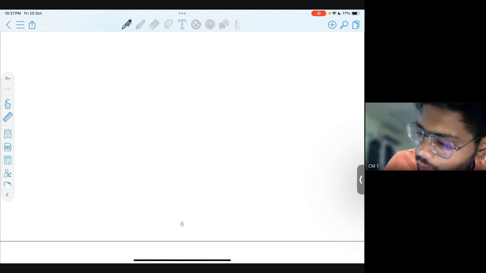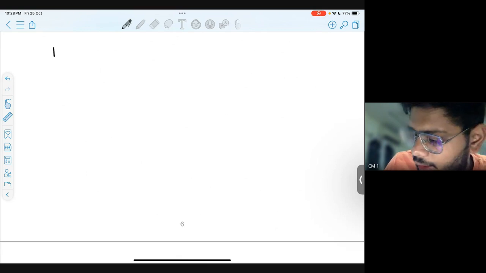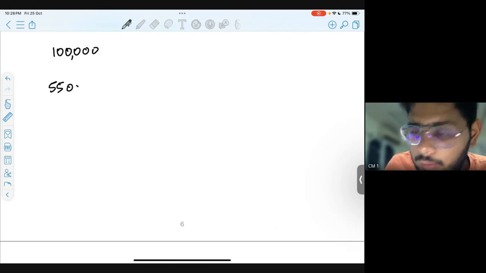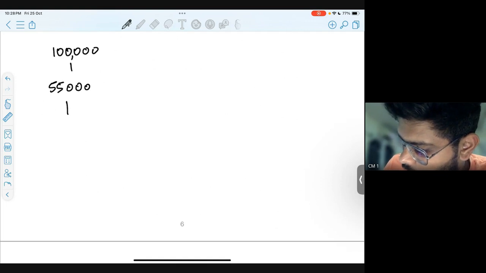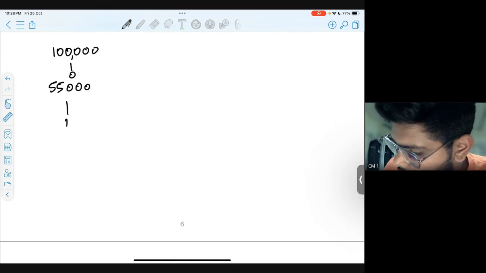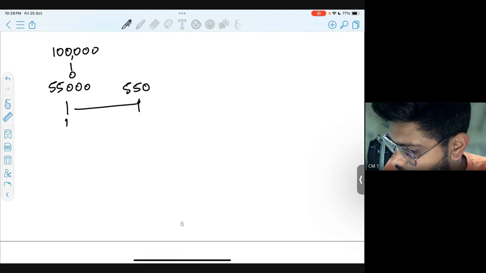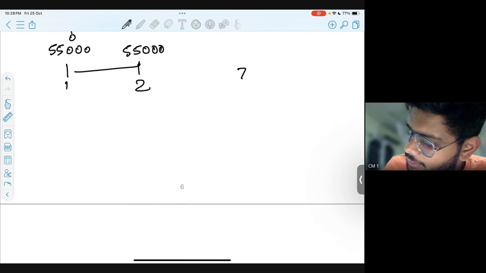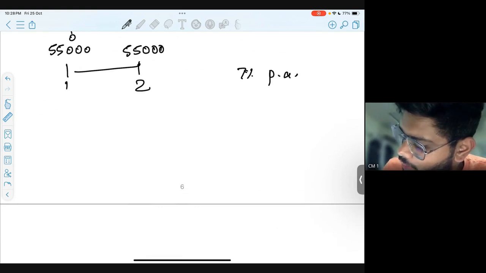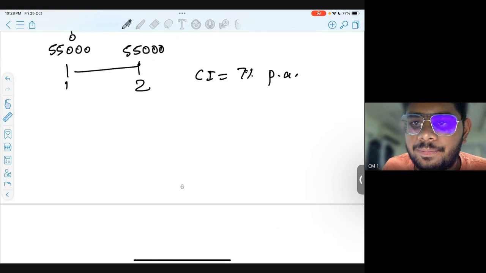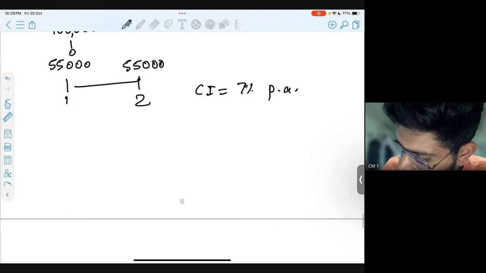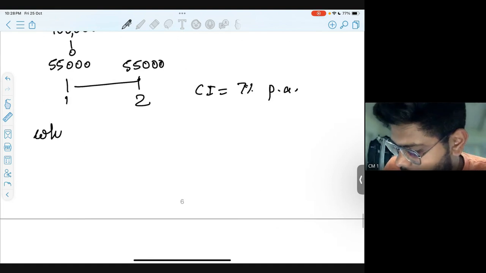ठीक है. There is an option of getting 1 lakh rupees as prize for a person, or she will get 55,000 at time 0, or she will get 55,000 at time 1 and 55,000 at time 2. ठीक है? Now, 7% per annum compound interest. ठीक है? Which should she opt?